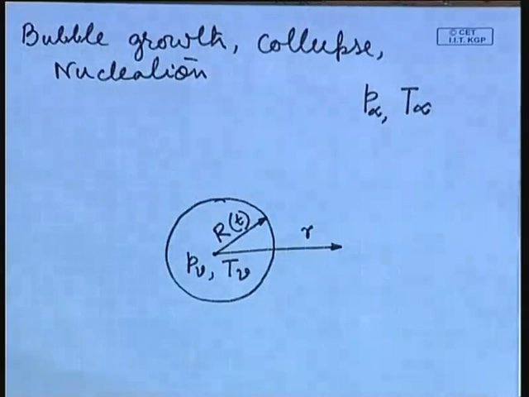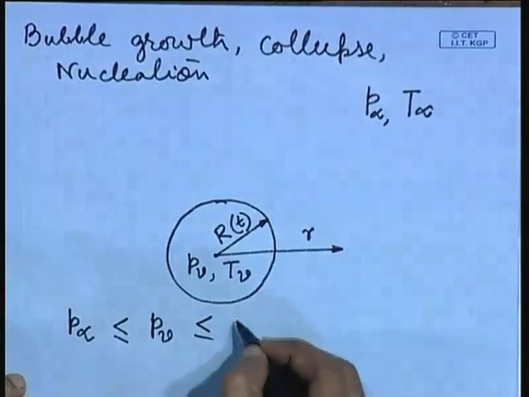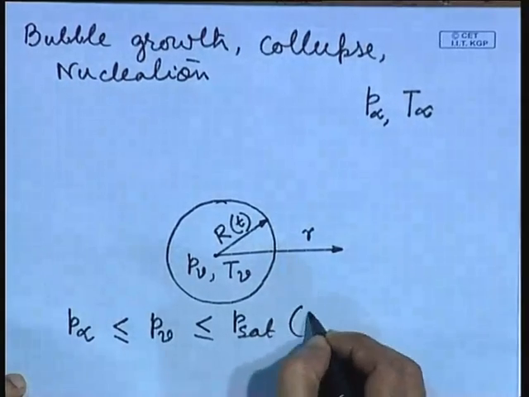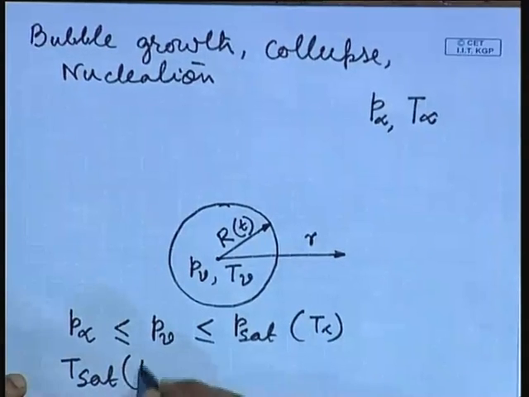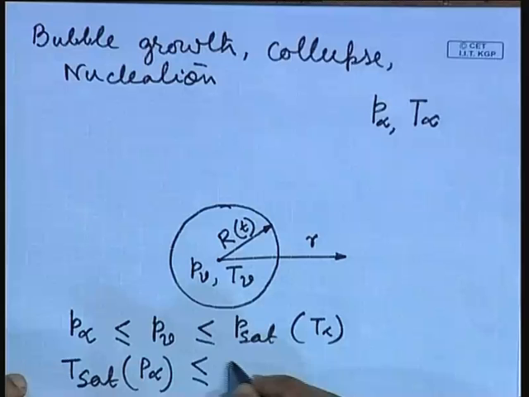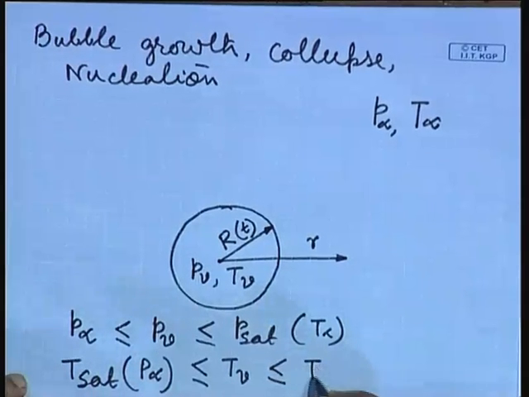Now, what will happen during the growth or the collapse, during the change of the bubble radius R(t)? The pressure and temperature will also change, but there is a range within which this pressure and temperature will change. So, how can this bubble growth take place?